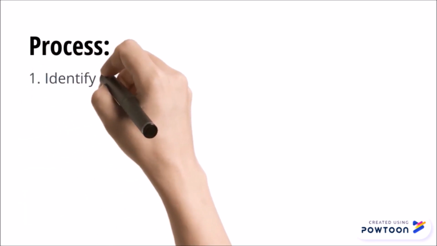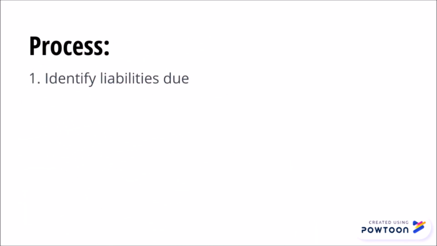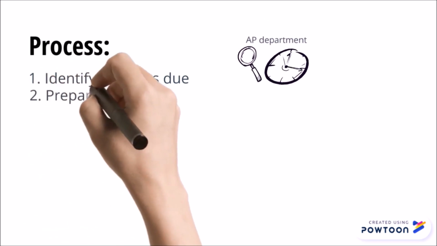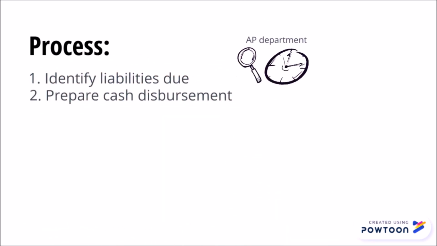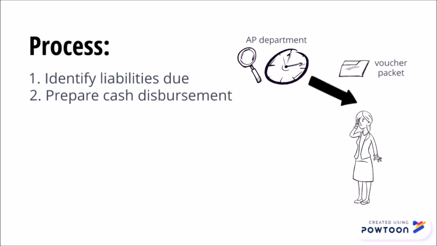Now, let's talk about the process. First, we have to identify the liabilities due in the accounts payable department. And then, we have to prepare the cash disbursement based on the voucher packet sent by the accounts payable department to the cash disbursement department.